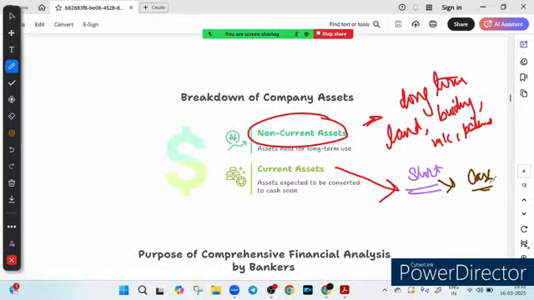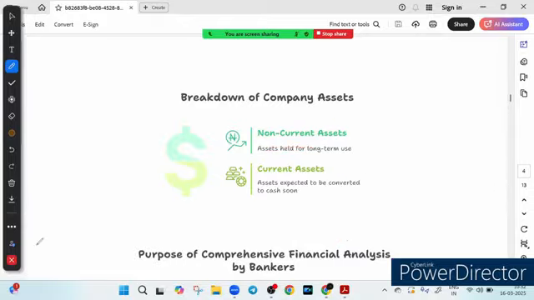Examples include cash and receivables. Inventory is also an example of current asset, as is short-term investment. The higher the current assets, the better a company can manage its daily operations. A strong balance between current and non-current assets ensures financial stability.